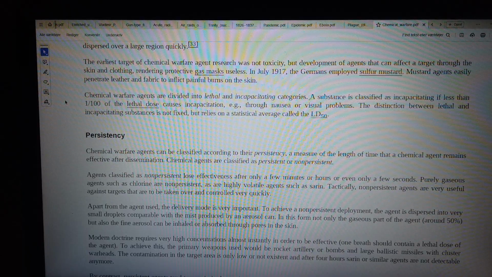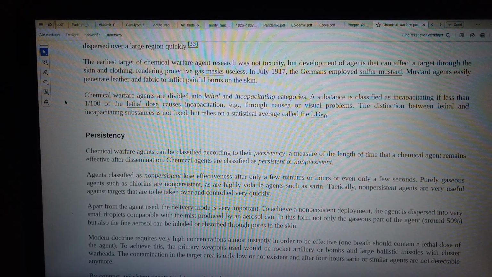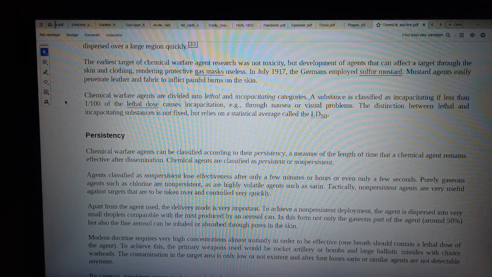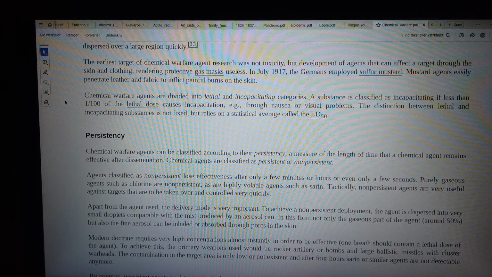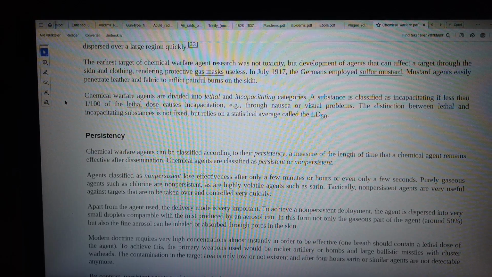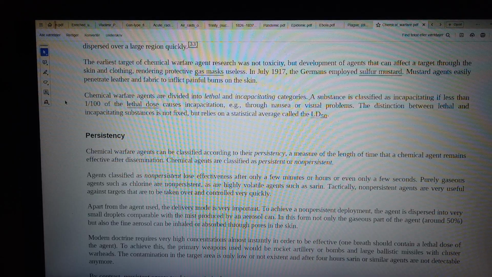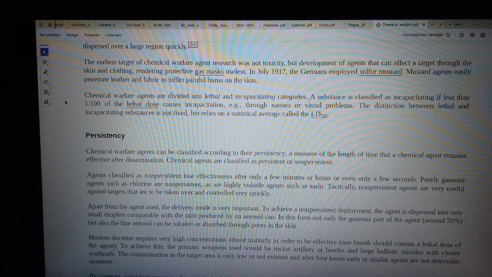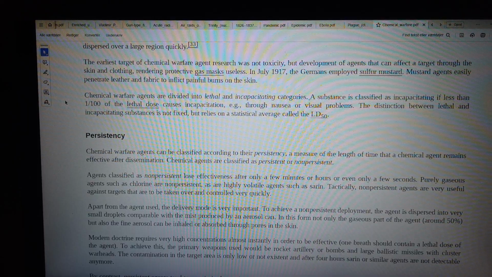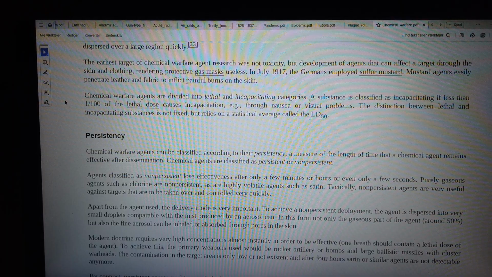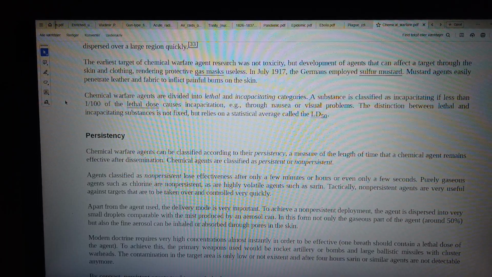Chemical warfare agents can be classified according to their persistency, a measure of the length of time that a chemical agent remains effective after dissemination. Chemical agents are classified as persistent or non-persistent. Agents classified as non-persistent lose effectiveness after only a few minutes or hours, or even only a few seconds. Purely gaseous agents such as chlorine are non-persistent, as are highly volatile agents such as sarin.